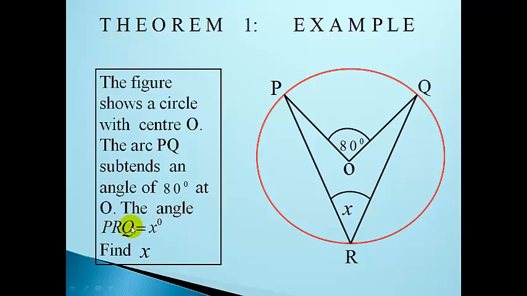The angle PRQ equals X degrees. That is this angle X. Now from the question, we are asked to find the angle X. Now let's look at how best we can solve this problem.